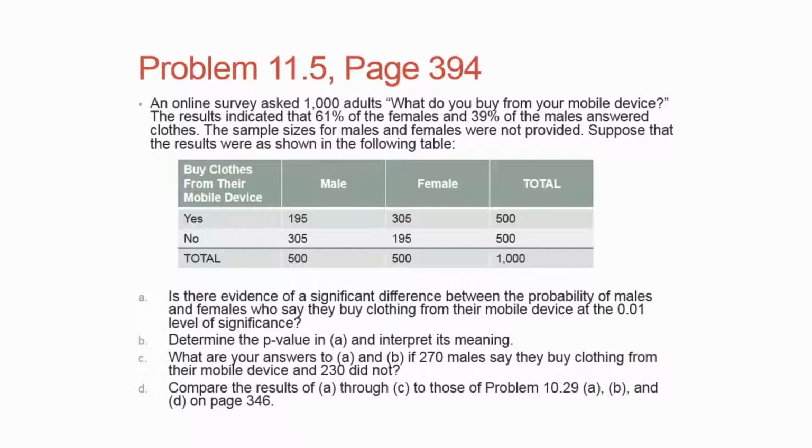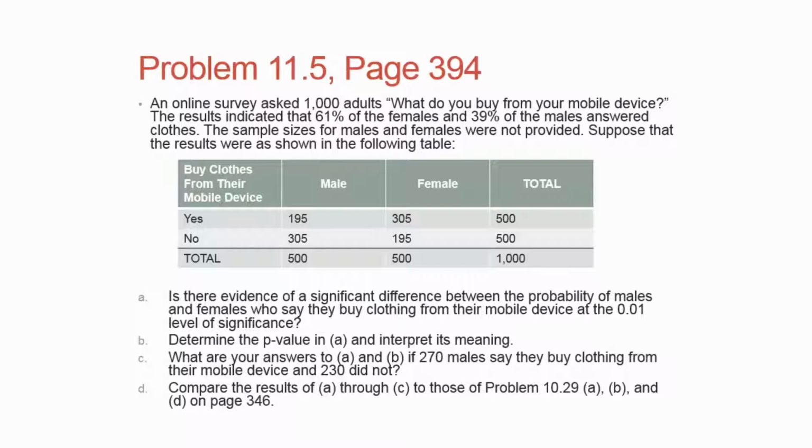So if you look at the information, it says, an online survey asked 1,000 adults, what do you buy for your mobile device? The results indicated 61% of females, 39% of males answered clothes. The sample sizes were not provided, so let's assume that they are 500 for both males and females. All right, so in part A, is there evidence of a significant difference? Notice it says difference.